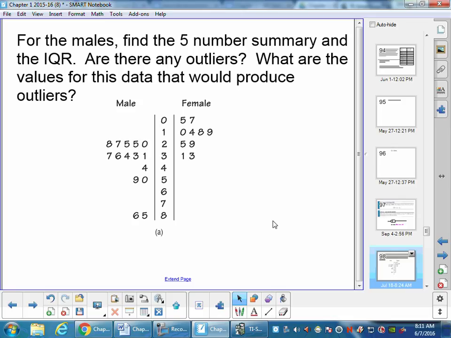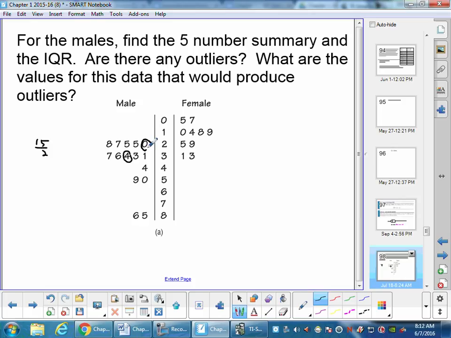So let's first find the 5-number summary and the IQR, and then see if there are any outliers for the males. So the males are on this side. Remember, when you're reading a back-to-back stem plot, this is 20, 25, 27, 28, and so on. Now, the first step is to count up the observations: 5, 10, 11, 13, 15. So 15 observations. If I take 15 divided by 2, that's going to be 7.5. So if I count out to the 7th observation, then there must be 7 on the other side, and 34 is going to be our median.